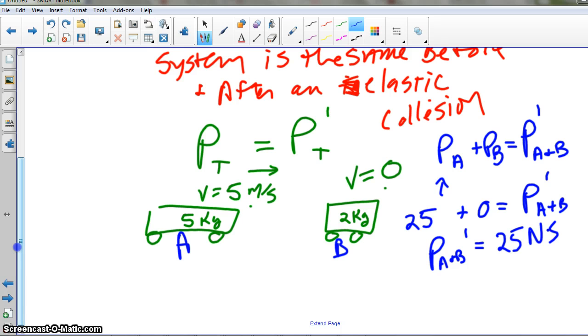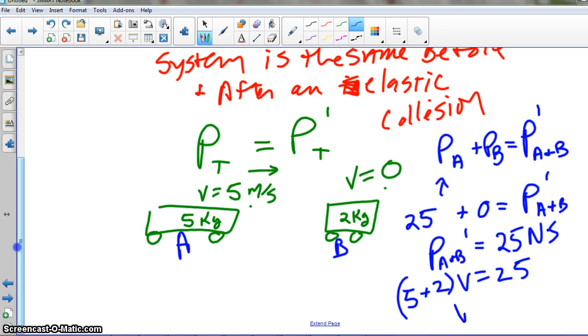Now that was not the question. The question was, how is it going to be moving? What will its velocity be after? Afterwards we have to be careful because now the momentum is not 5 or anything, it's the two different masses added together, times the new velocity, which is what we're trying to find out, equal to 25. So the mass of A plus the mass of B, that's 7, times V is equal to 25.